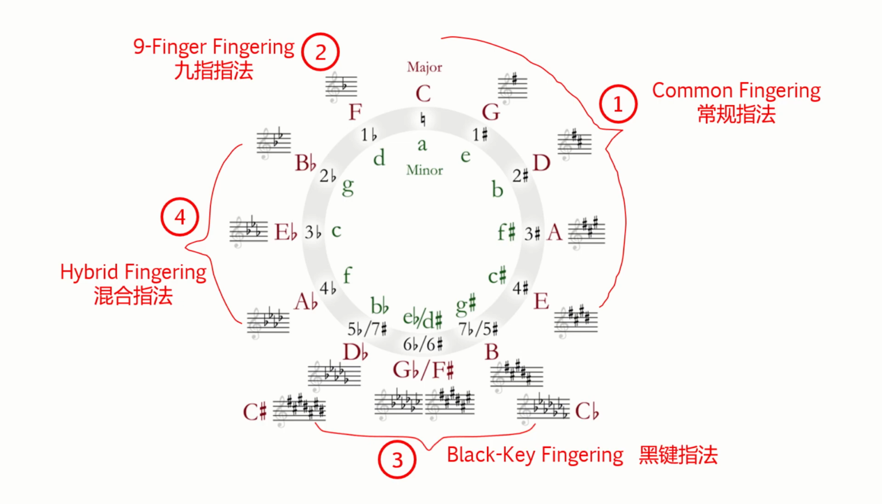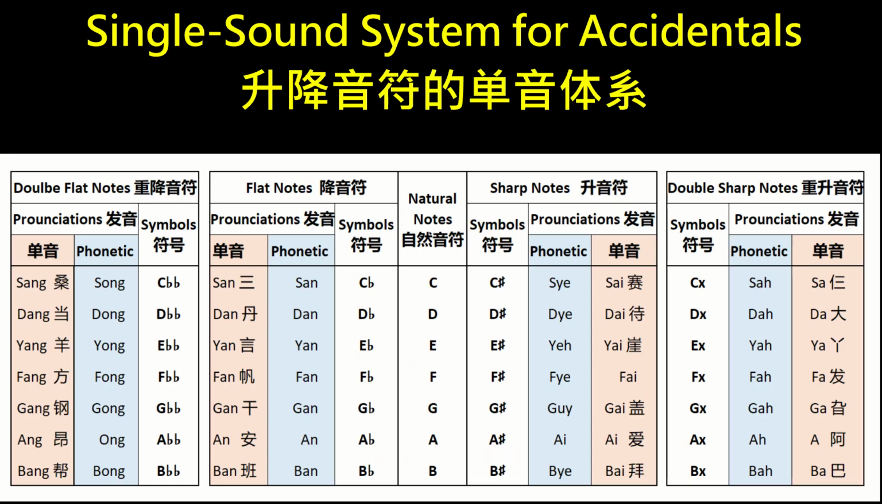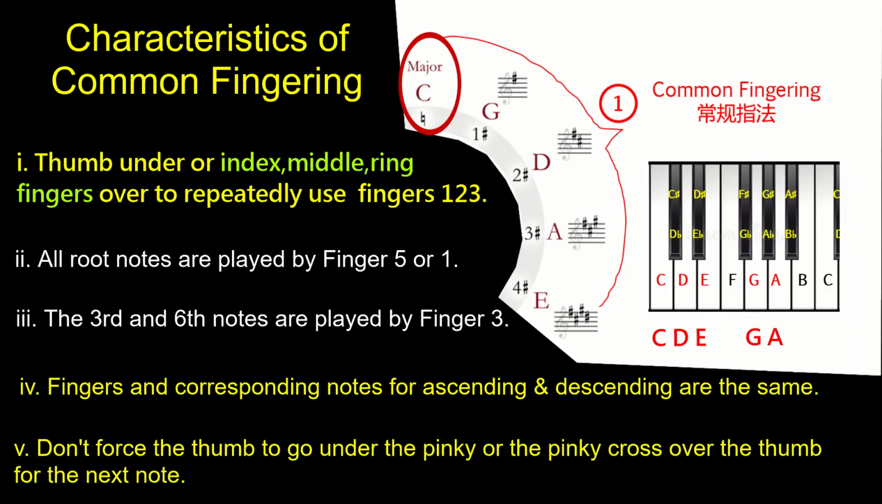Lesson 1 introduced the 4 fingering groups. Lesson 2 presented the single sound system for all musical accidental notes. Lesson 3 illustrated the 5 characteristics of common fingering by detailed analysis of C major scale fingering. This lesson 4 will utilize the common fingering characteristics to play the D major.